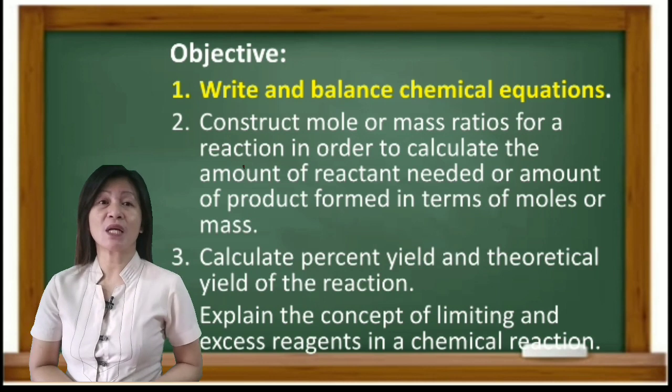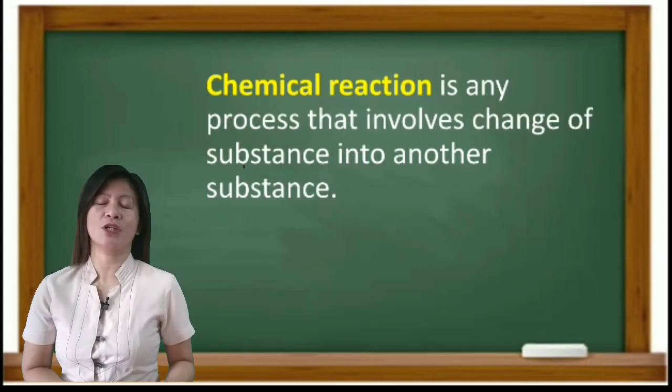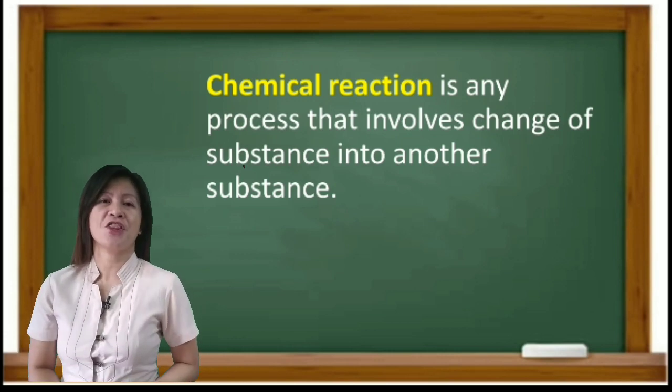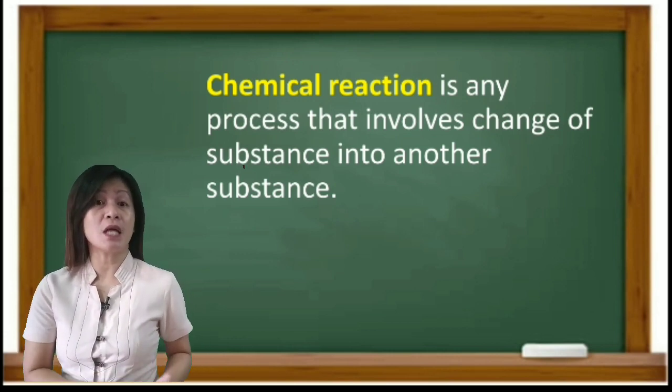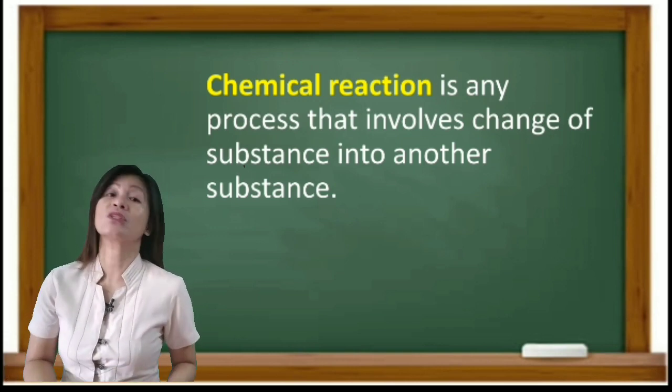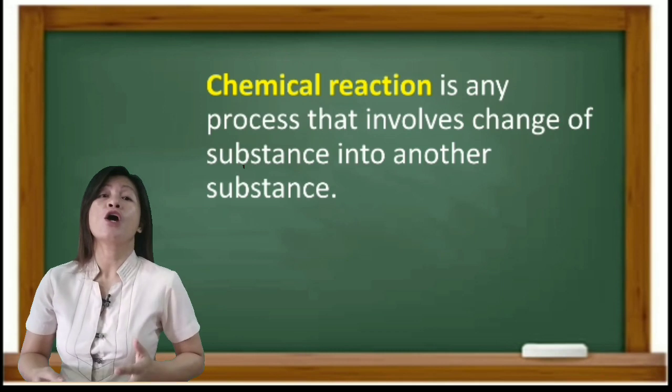Let's first define a chemical reaction. What is a chemical reaction? A chemical reaction is any process that involves a change of a substance into another substance. So every time a substance is transforming or changing into another form of substance, we can tell that the substance is undergoing a chemical reaction.